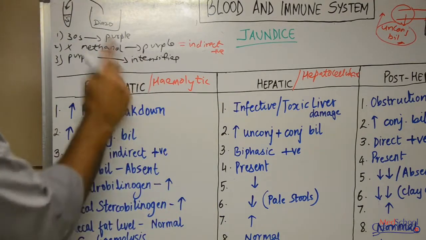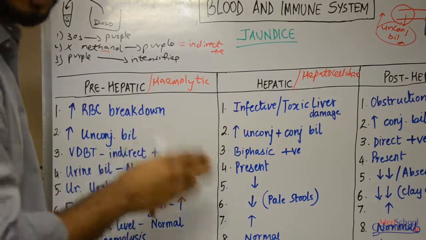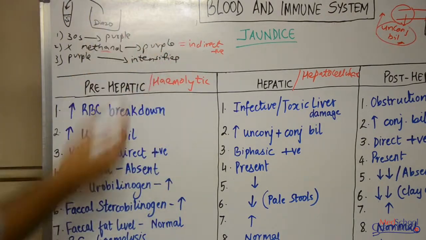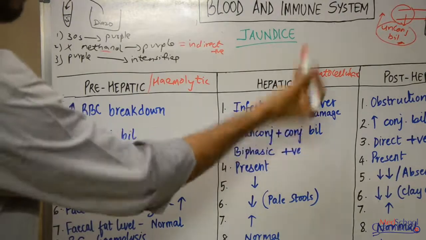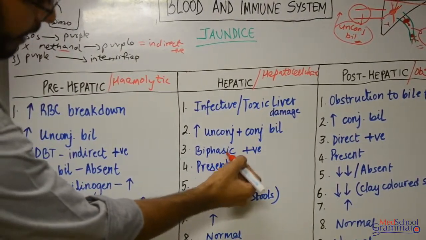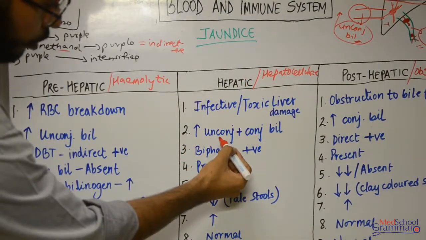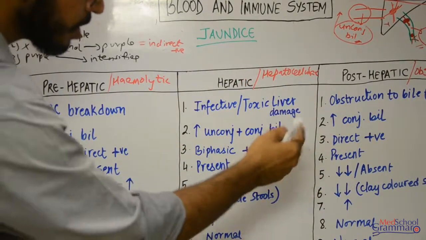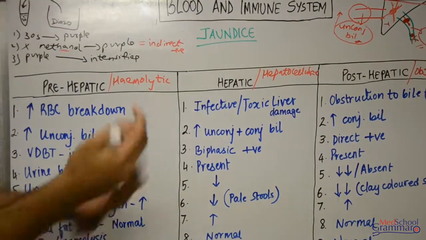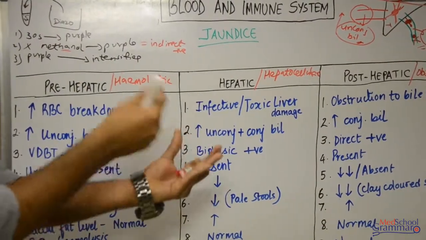So this is one reaction how Van den Bergh test helps us to differentiate between the different jaundice. So indirect positive is seen in prehepatic or hemolytic. In hepatic jaundice, what occurs is biphasic reaction. As we all know that in hepatic jaundice, both unconjugated and conjugated will rise. Conjugated is soluble, unconjugated is insoluble. So the serum sample has both soluble as well as insoluble.